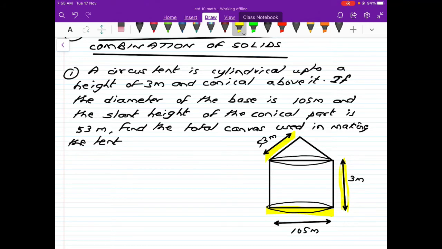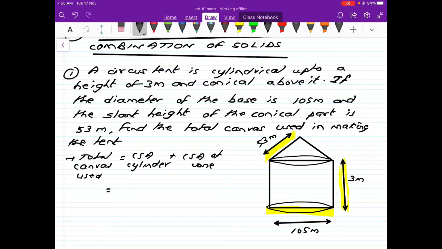Now total canvas means nothing but the surface area. So we will write this as the total canvas used. The total canvas used will be equal to the CSA of the cylinder plus CSA of the conical part.